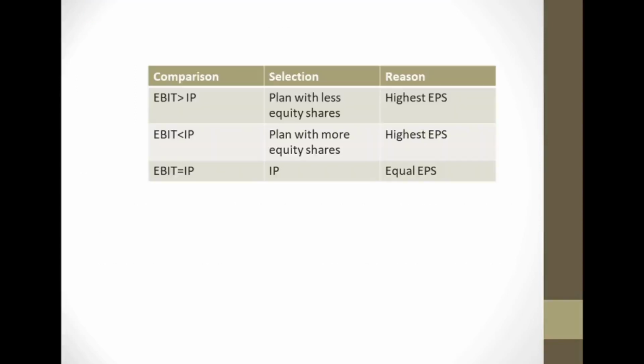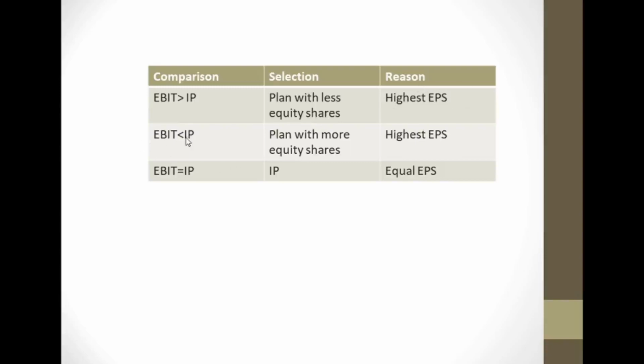So as I told you, this is the optimal capital structure indifference point. The formula will basically be used to determine which is the optimal plan for the organization. Now, if the EBIT of that plan is greater than the IP, that is the indifference point, then the plan with fewer equity shares is preferred, because the plan with fewer equity shares will have the highest EPS.